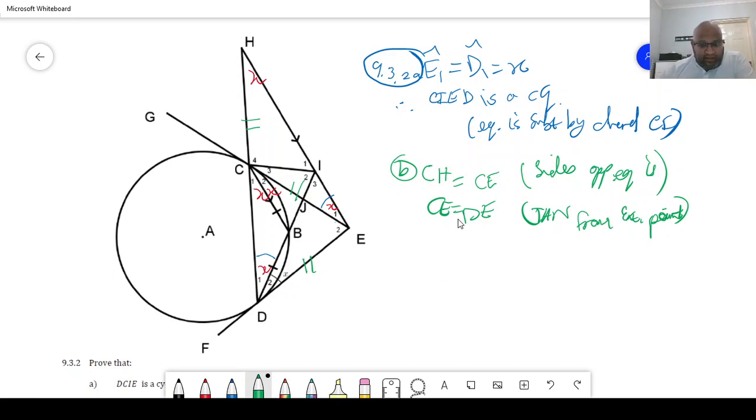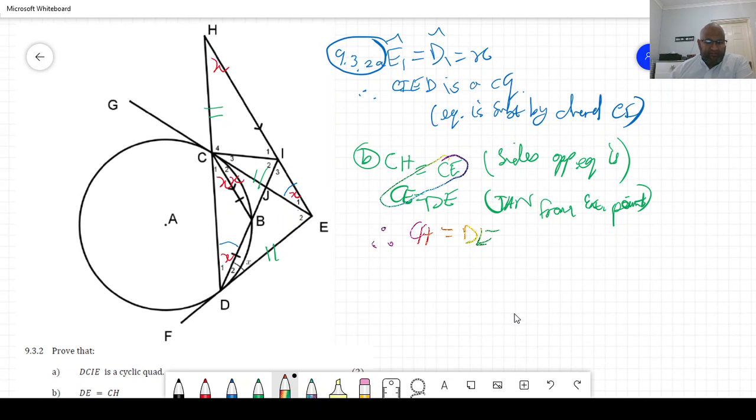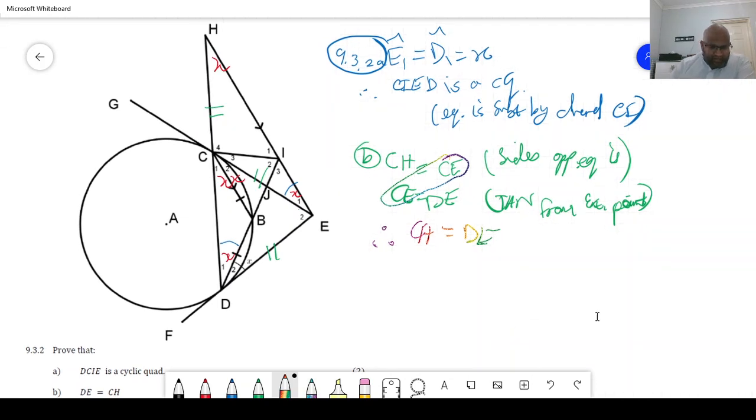Okay, so what we can say here is that since there is a common length here, we can conclude therefore CH is equal to DE. And that's what they wanted us to prove. That CH is equal to DE, or DE is equal to CH, is the same thing. Okay, let's go back.